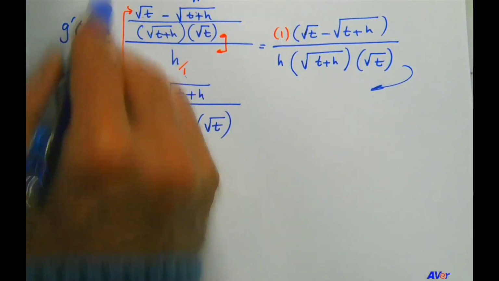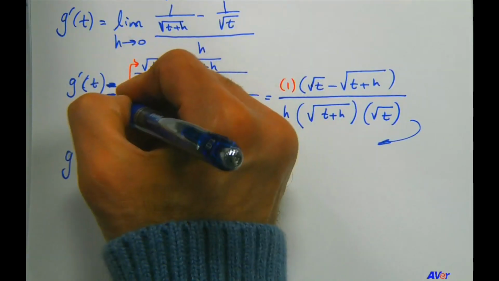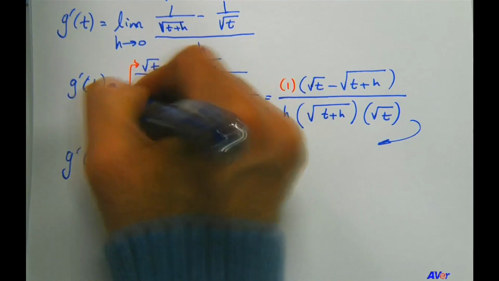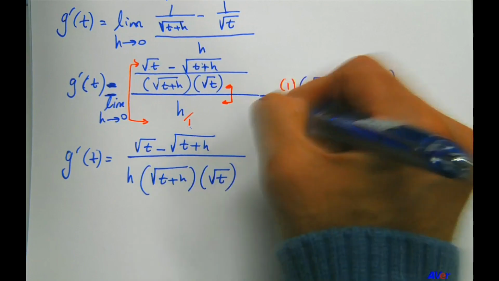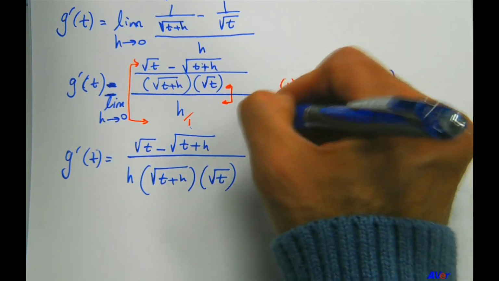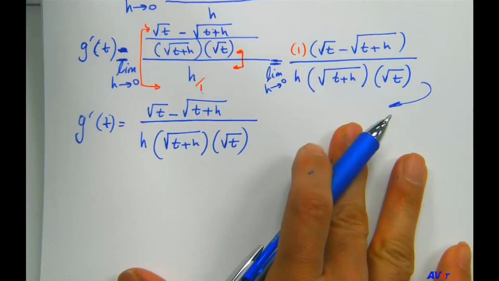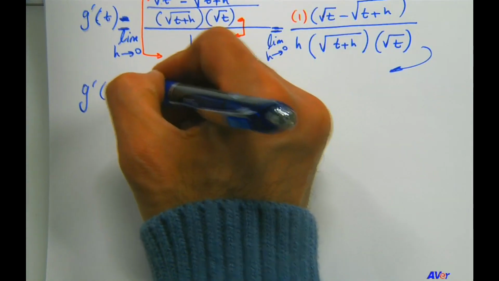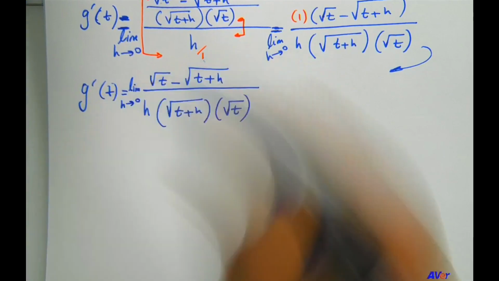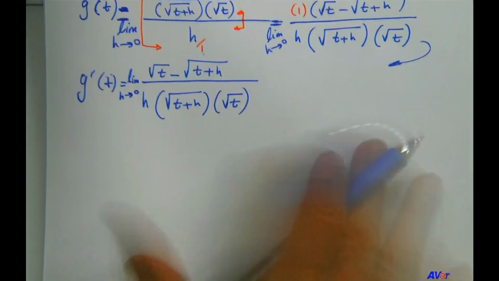By the way, sorry about this. Let me add the limit notation here. I left it out. So all of this, limit of that as h goes to 0. Then limit of all of this as h goes to 0. And of course, limit of all of this as h goes to 0. Okay. All right. So let's rationalize this.